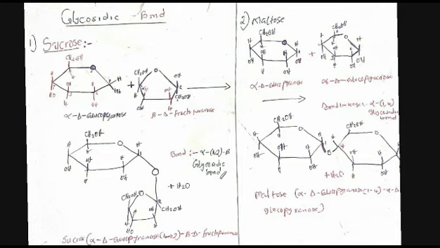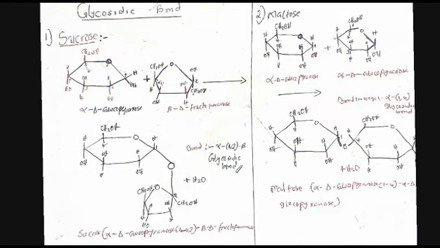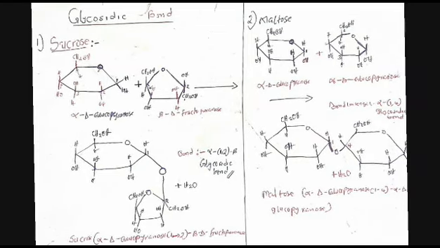So this is alpha-D-glucopyranose, the first structure. And why is it alpha? Because this OH is facing down, so it is alpha. And why is it pyranose? Because this oxygen is here, that's why it is pyranose.